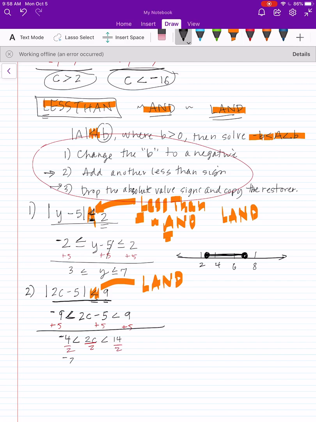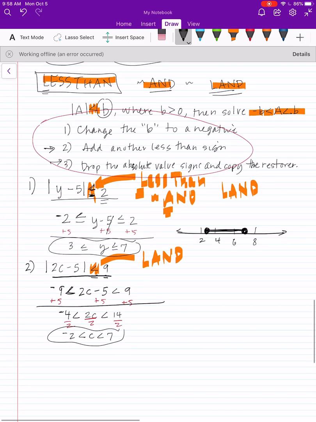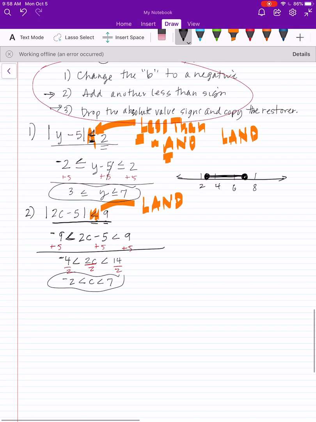And so that'd be negative 2 is less than c, which is less than 14 divided by 2, which is 7. So that's my answer. I guess I should have circled that one up there too. There's my answer. Okay, so let's try number 3.